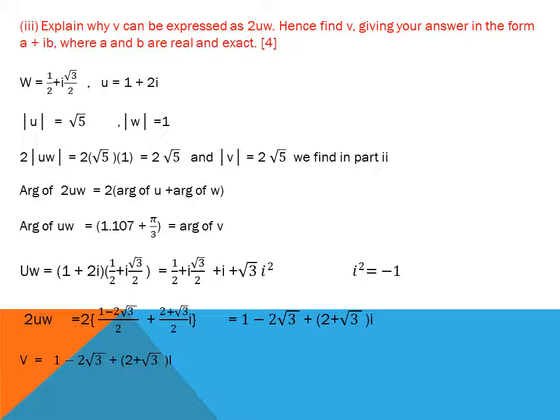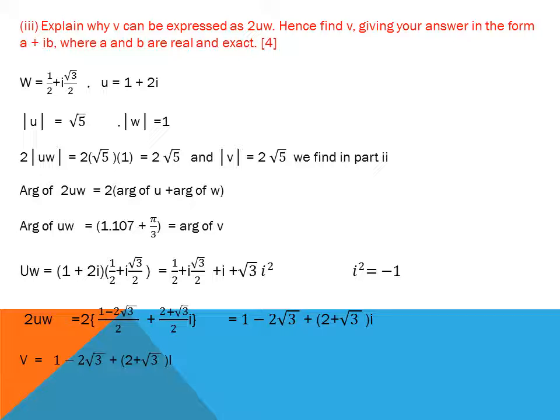In the next part, he is asking that v can be expressed as 2uw, hence find v, giving your answer in the form a plus ib, where a and b are real. In order to prove that v is equal to 2uw, first I find the modulus of u, which is equal to root 5, and the modulus of w is equal to 1, which is given in part 1.